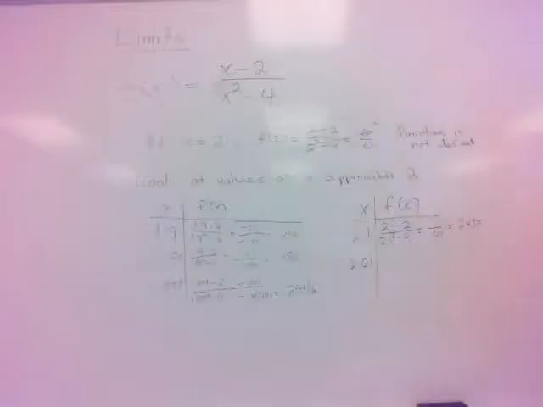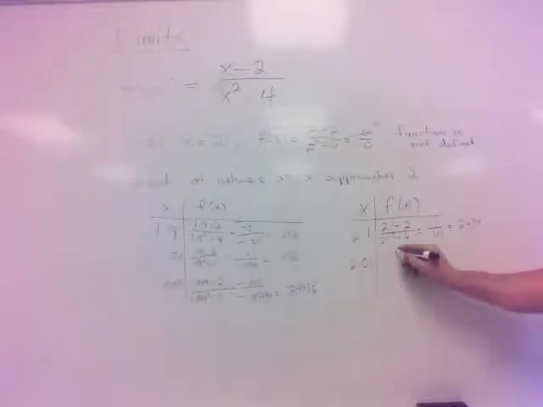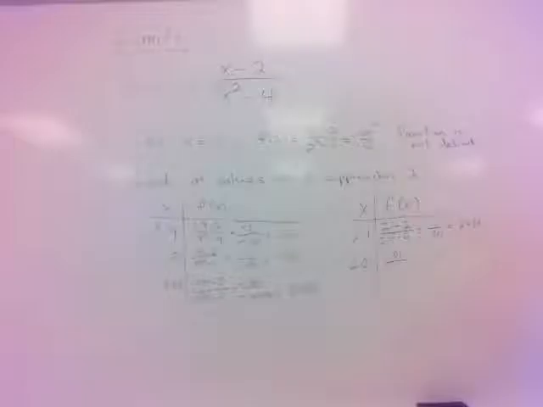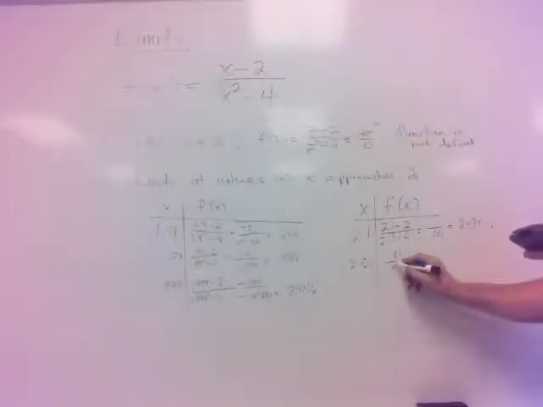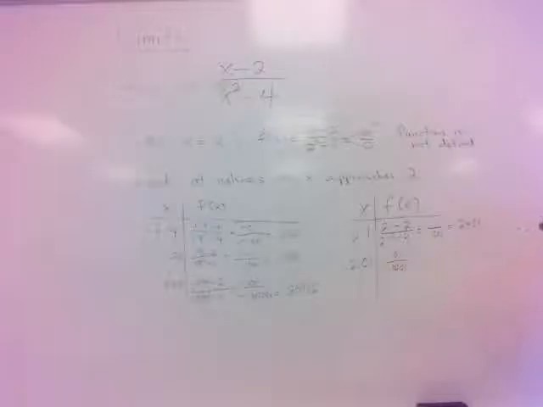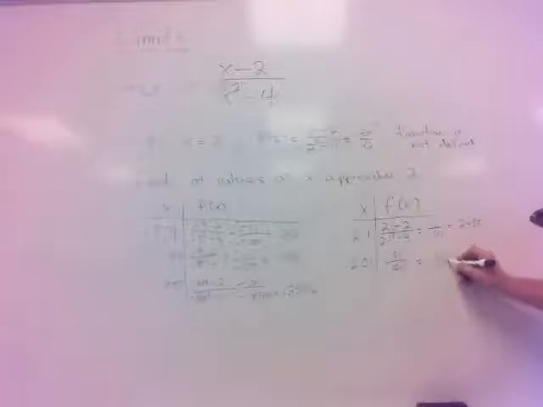2.01, that would be closer, wouldn't it, to 2? All right, so see what you get there. 2.01 minus 2 is 0.01 divided by 2.01 squared minus 4. Okay, it's 0.0401. 0.249. 0.24937.